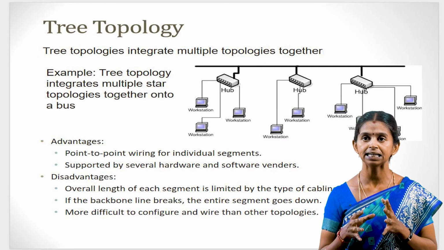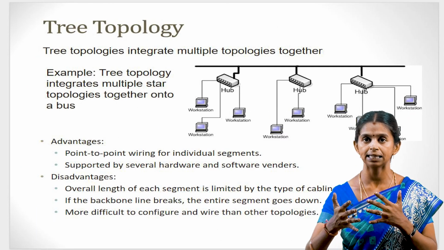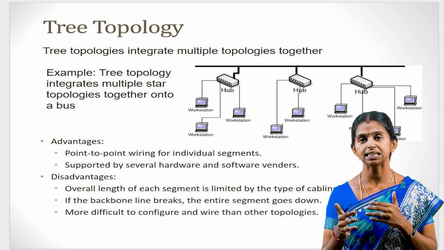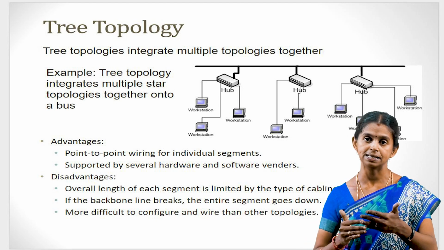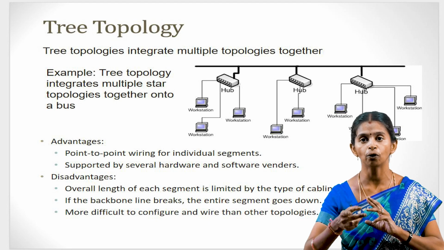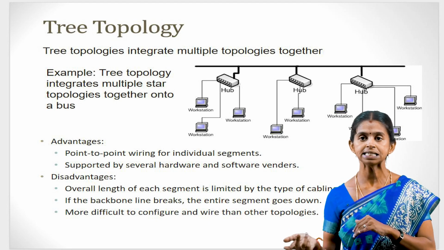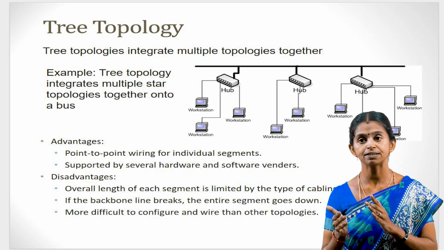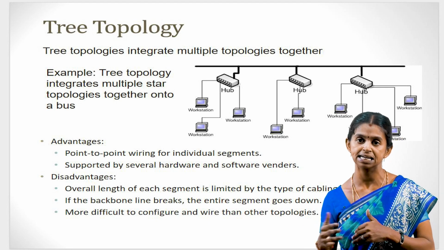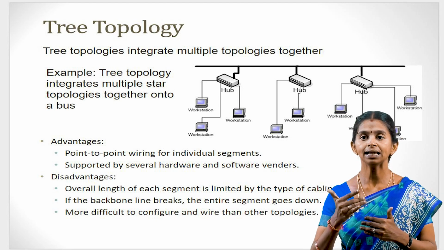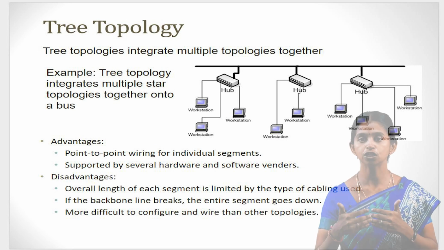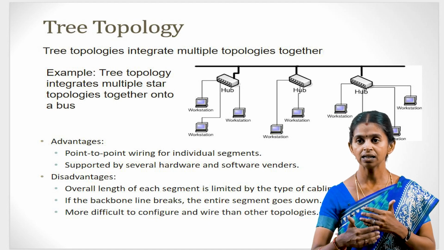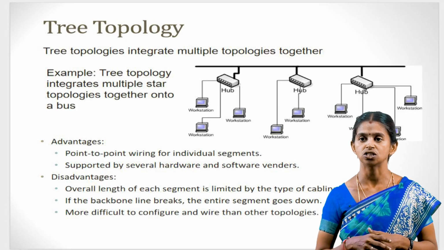Tree topology. Tree topologies integrate multiple topologies together. Example: tree topologies integrate multiple star topologies together into a bus. Advantages: point-to-point wiring for individual segments, supported by several hardware and software vendors. Disadvantages: the overall length of each segment is limited by the type of cabling that is used, and it is more difficult to configure and wire than other topologies.